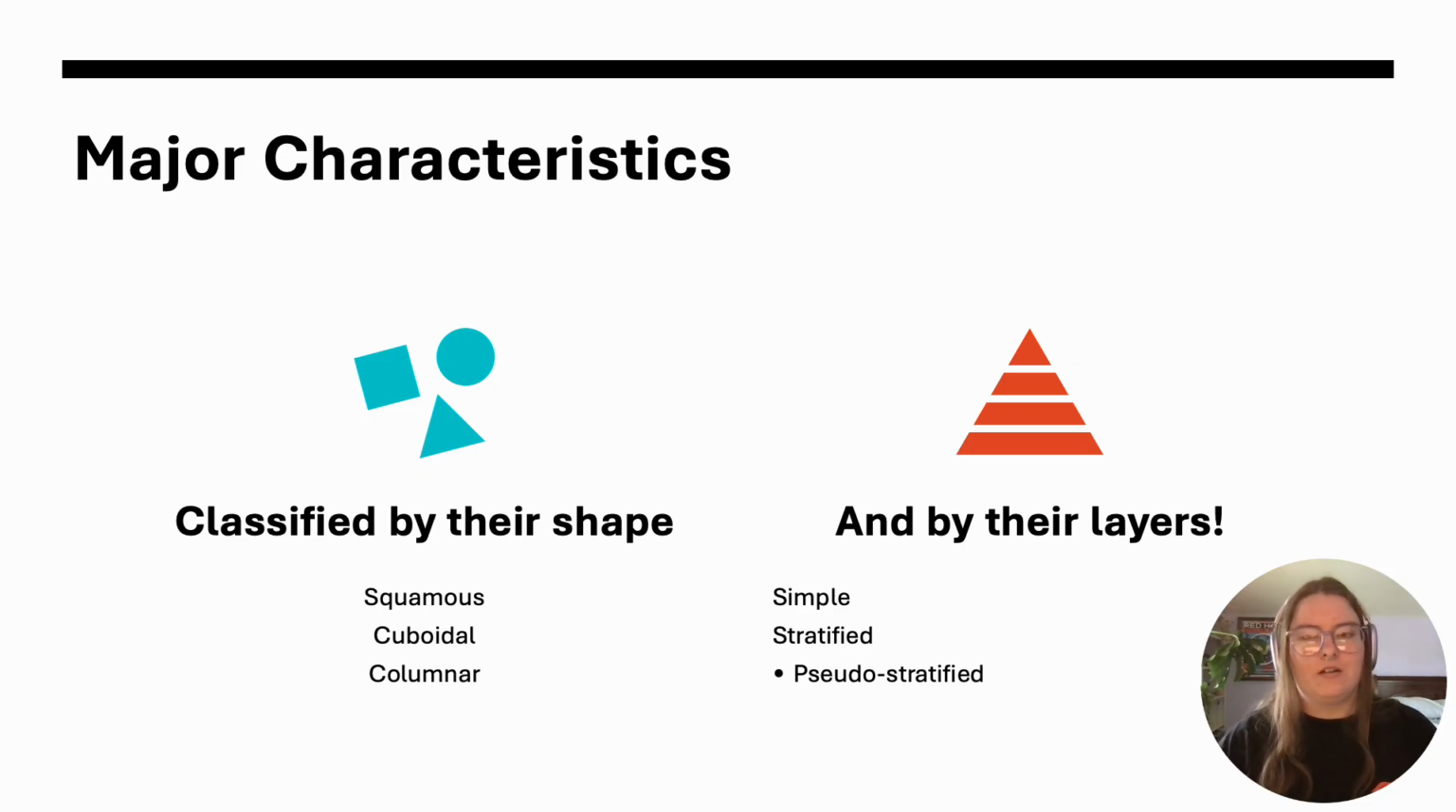When defining epithelial tissue by their layers, there is simple, which is one layer of cells lying on top of the basement membrane, stratified, which is more than one layer lying on top of the basement membrane, like a pile, and pseudostratified. This is a single layer of irregularly shaped cells on top of the basement membrane that makes it look like it's stratified.